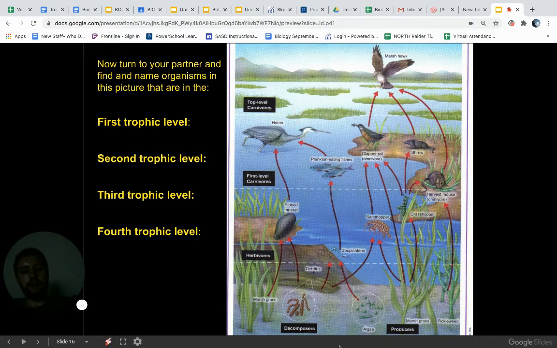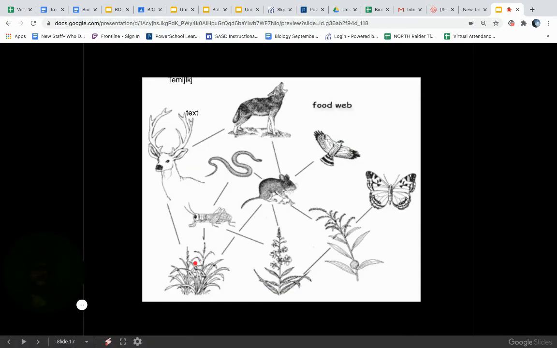So the first trophic level are the producers. Second trophic level are the primary consumers, the ones that eat the producers. Third trophic level are the secondary consumers, the ones that eat the stuff that eats the producers. And then our fourth trophic level, or tertiary consumer, is the thing that eats the secondary consumers. The thing that eats the stuff that eats the stuff that eats the producers. Pretty much a tongue twister there.